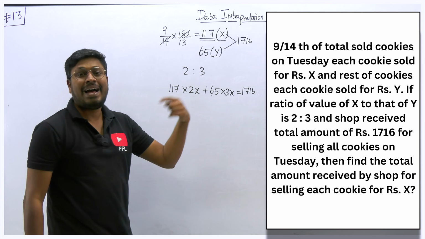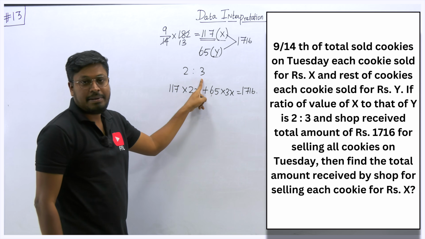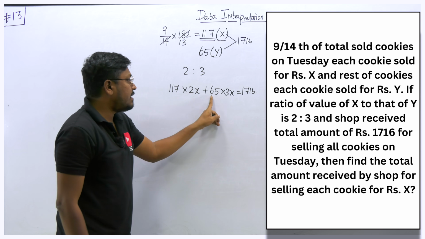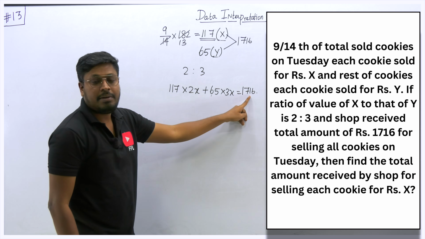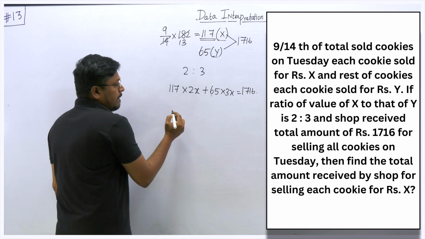If the ratio of value of X, so this X value will be 2 parts and this Y value will be 3 parts. So we can say 117 has been sold for 2 parts and 65 will be sold for 3 parts, and the total amount that was received will be 1716. So here we can find what is the value of X.